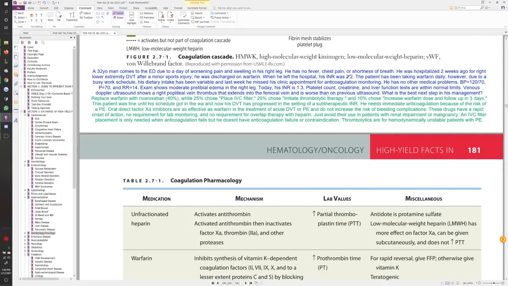This is something I don't think is on the values list on your test day either. You have to know that the normal INR for someone who's taking warfarin is between 2 and 3. That's where you want to maintain it. The patient has been taking warfarin daily. Good. However, due to a busy work schedule, his dietary intake has been variable, and last week he missed his clinic appointment for anticoagulation monitoring. Very, very bad, right? This could be fatal.